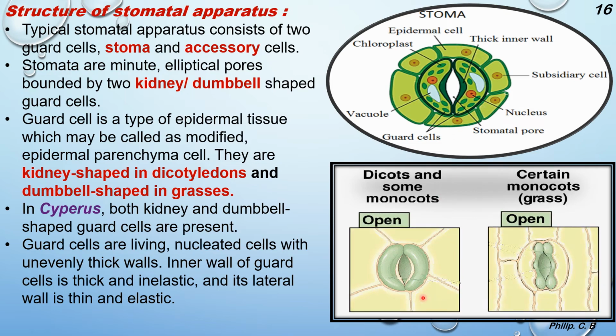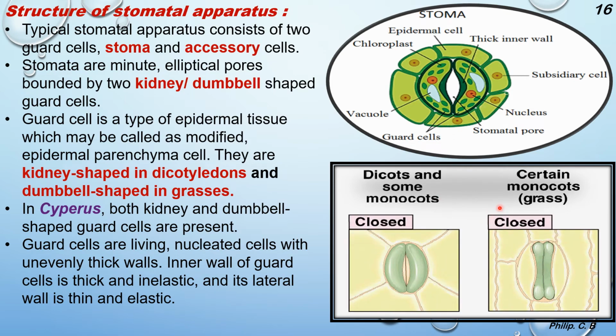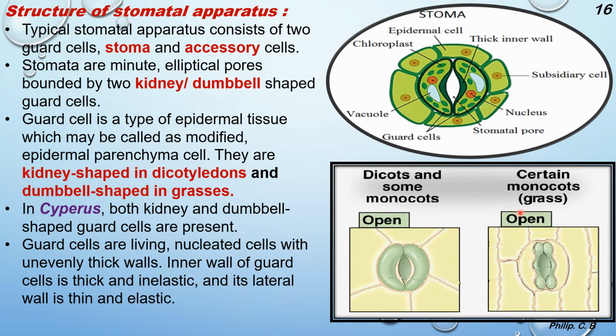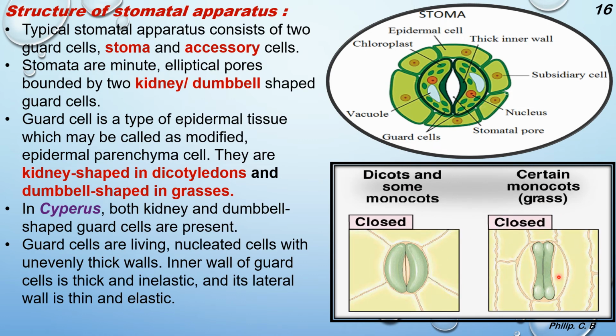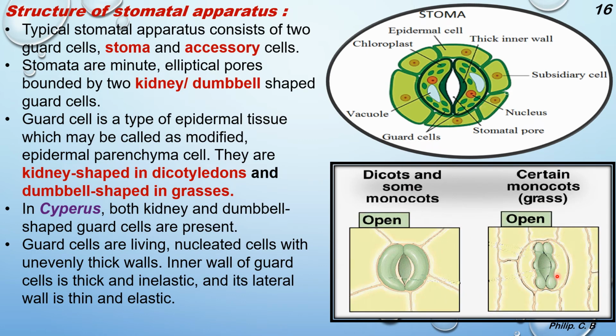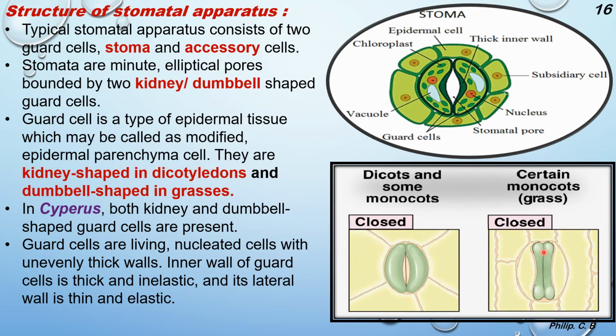And in dicots, you see the kidney shaped cell open and close, which is the animation image, so you can see both ways, opening and closing. And in monocots it is dumbbell shaped, the best example being grass. And again here you can see how it opens and closes.